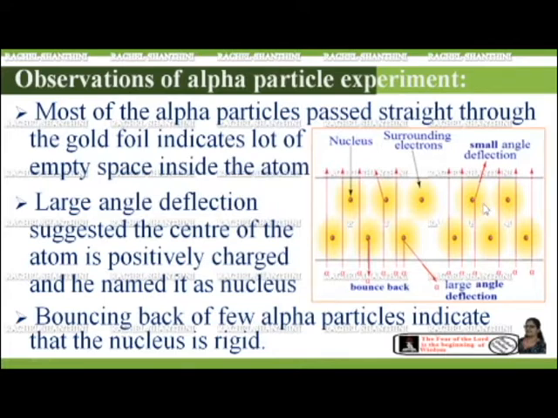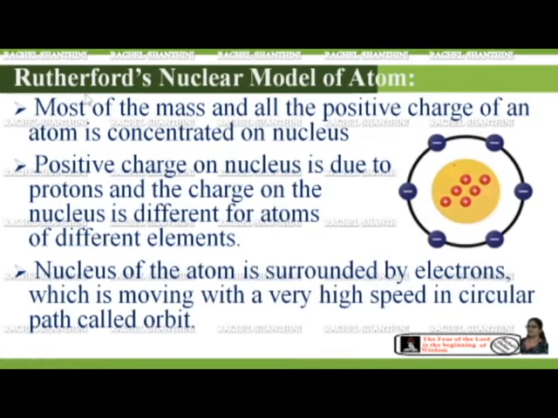Rutherford named this positive center as nucleus. Alpha particles which made head-on collision with the heavy positive center are deflected through large angles. Since the number of such alpha particles is very small, the space occupied by the heavy positive charge must be very small. Bouncing back of few alpha particles indicates that the nucleus is rigid. On the basis of alpha particle scattering experiment, Rutherford proposed nuclear model of atom.